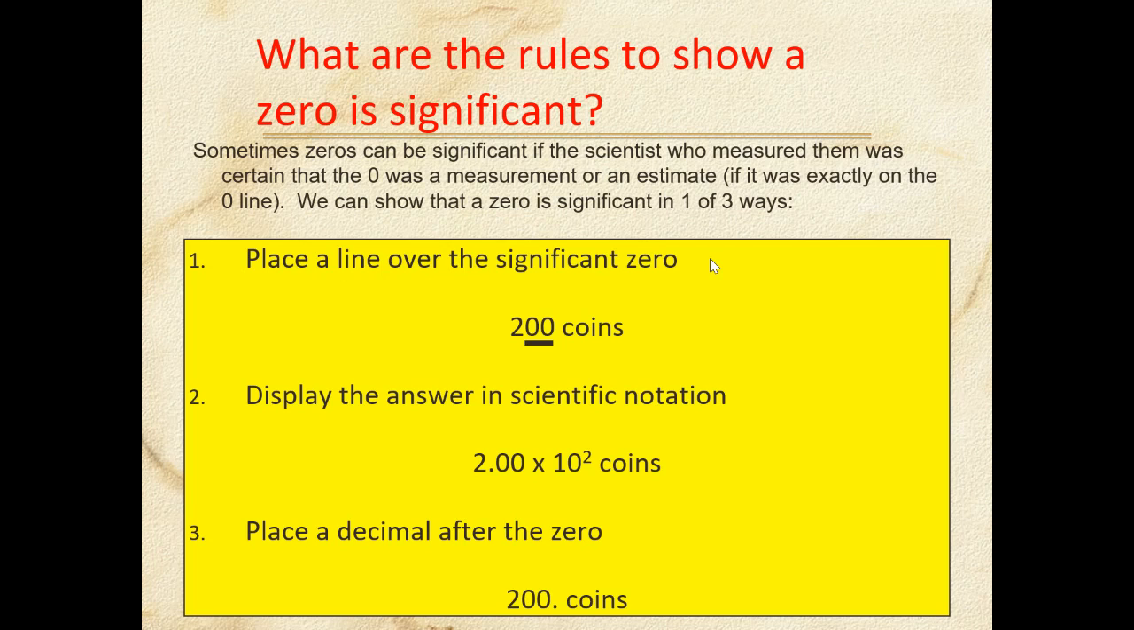So what are the rules to show a zero is significant? Some zeros can be significant if the scientist who measured them was certain that the zero was a measurement or an estimate. So if we can confirm that the zero is either a known or an estimate, then it is considered a significant figure. If it is an unknown, it becomes not significant. So we can show that zero is significant in one of three ways. If we needed to notate that in 200 coins the two zeros were significant, we could place a line over top of the significant zero.